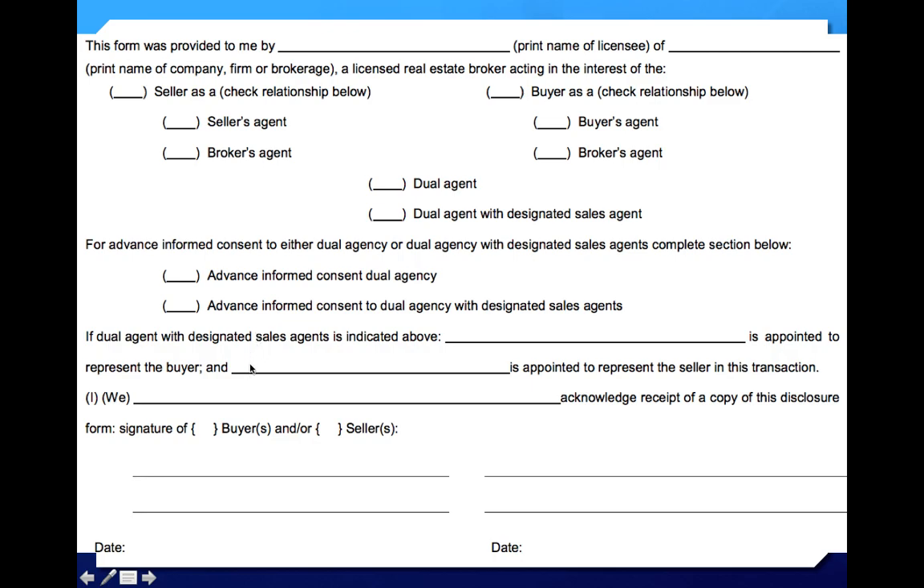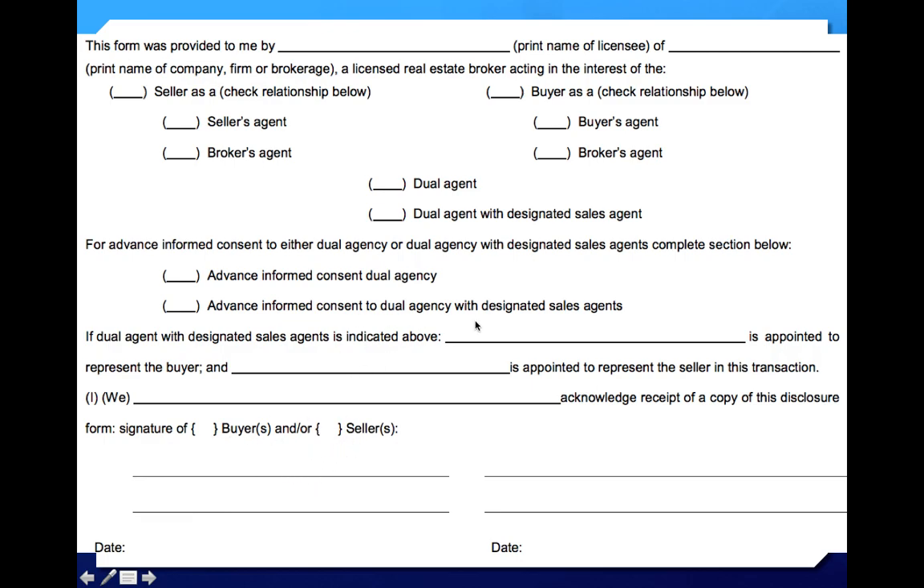And then at the bottom, you will see that it says if dual agent with designated sales is indicated, then you would put the person's name appointed to represent the buyer, and the name appointed to represent the seller in the transaction, okay? So they have to make it clear here. And then finally, we acknowledge the receipt of the copy of the disclosure. So you're putting your name and signing at the bottom, whether you're the buyer or the seller.